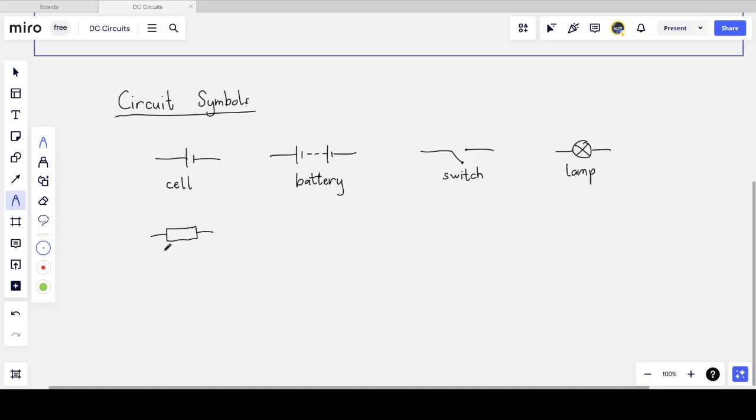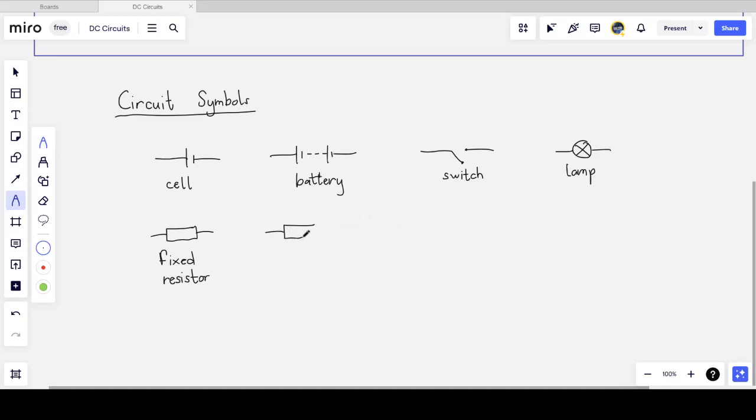The newer symbol for a fixed resistor is a rectangular box. Anything that resists the flow of current is called a resistor. If we place a resistor whose specific job it is to resist current into a circuit, then it will be represented by this rectangular box. And that's a fixed resistor, meaning its resistance cannot be changed.